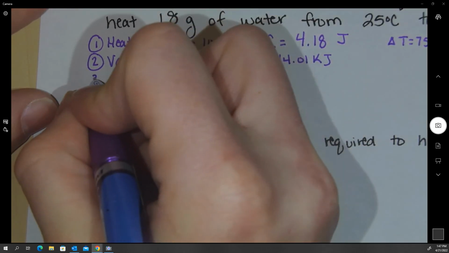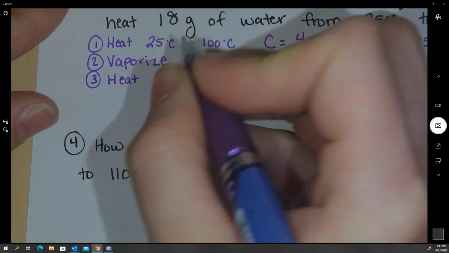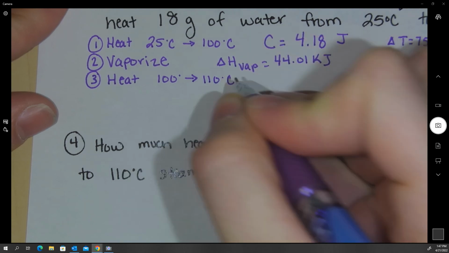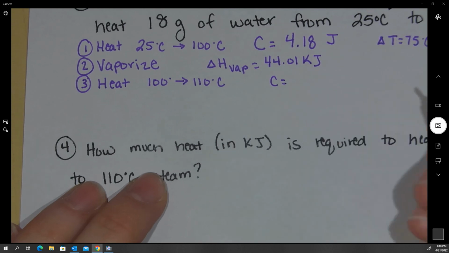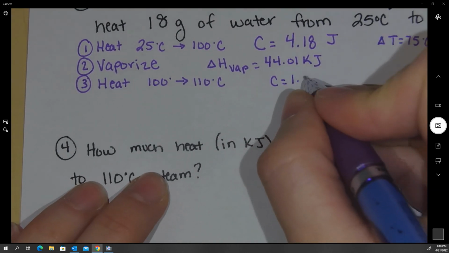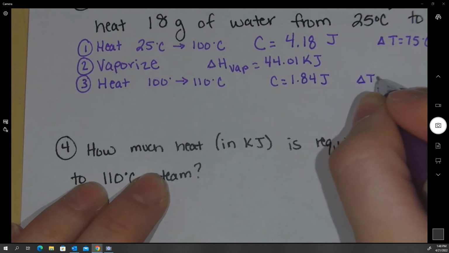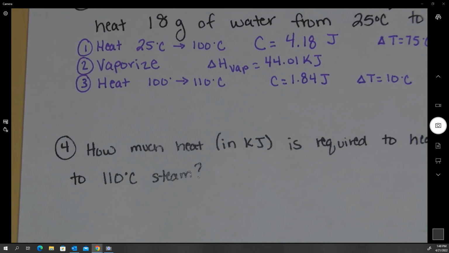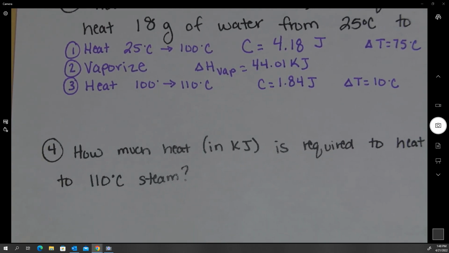What's my third step? Heat from what temperature to what temperature? 100 to 110. What specific heat am I going to use for this one? Gas. So that's going to be 1.84 joules. And what is my change in temp? 10 degrees Celsius. Very good. Any questions so far? No? Okay.